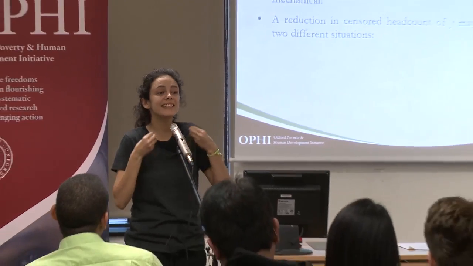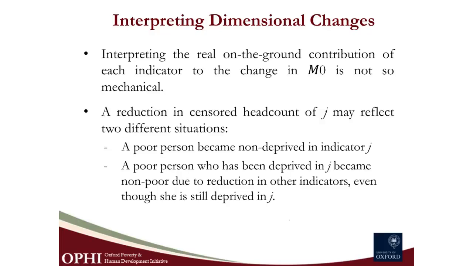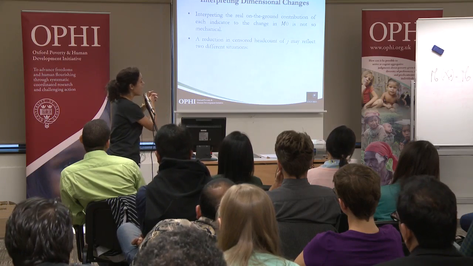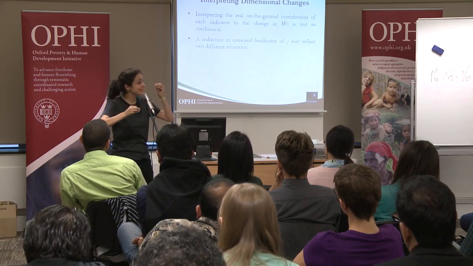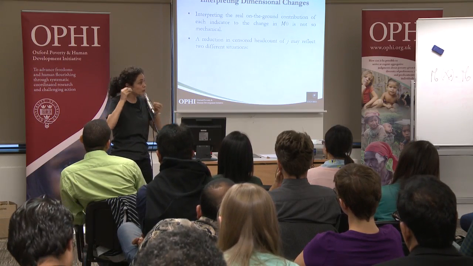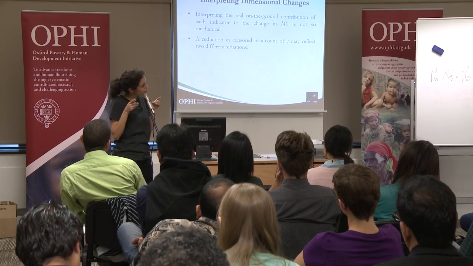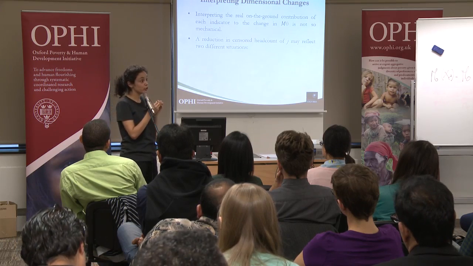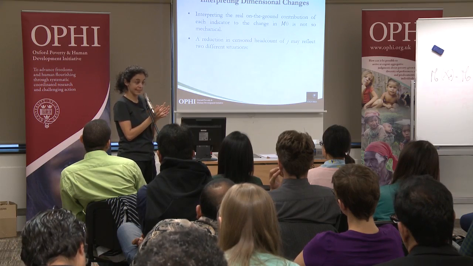Now, how can you interpret this? Can I say that, yes, this country made huge improvements in nutrition, and so nutrition reduced poverty? It's a little bit more tricky than that. So mechanically, we did it. It's nutrition. However, what makes the censored head count of nutrition go up or go down is not just nutrition. The variation in the censored head count of nutrition depends also on the other indicators.